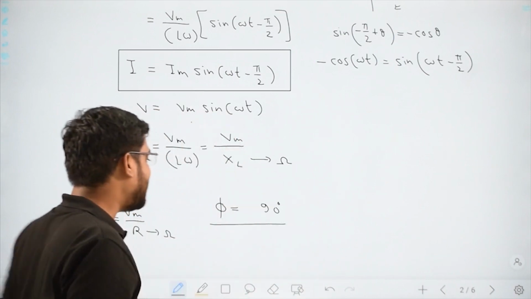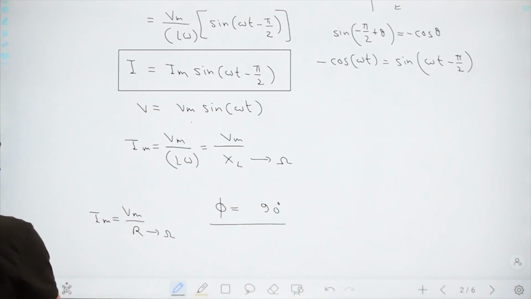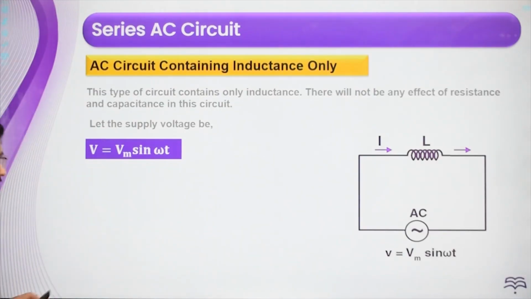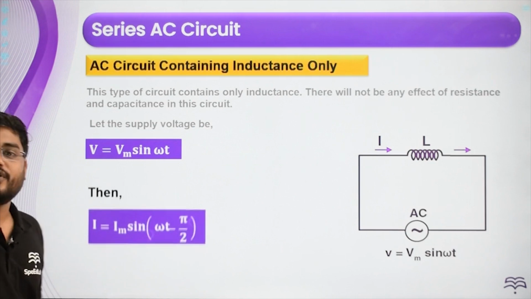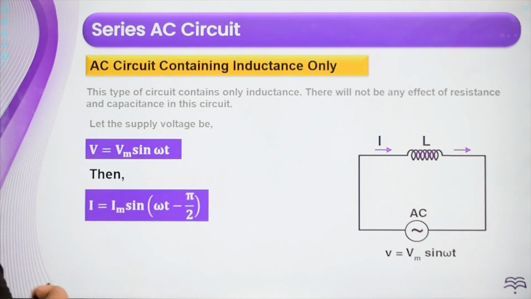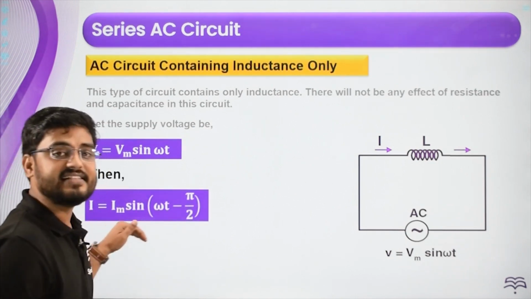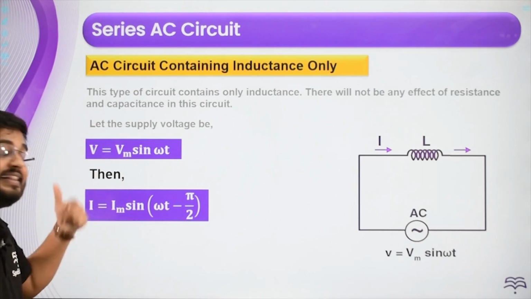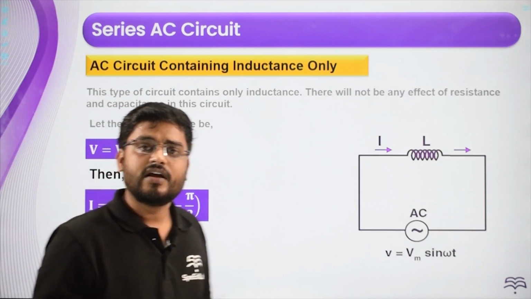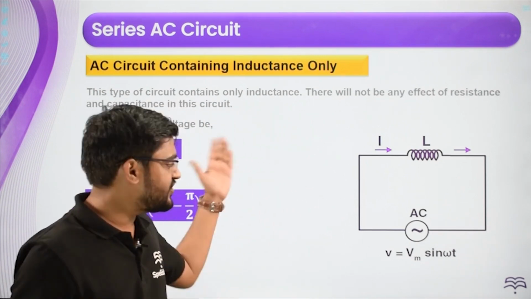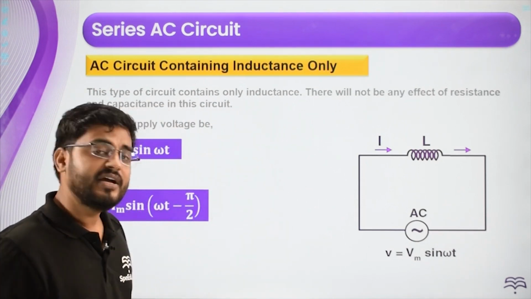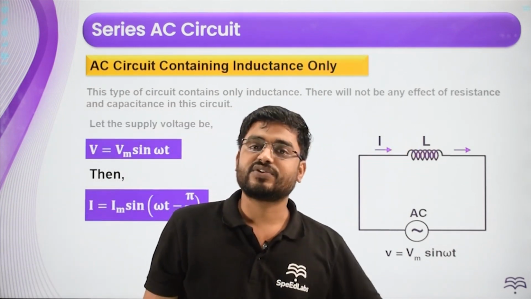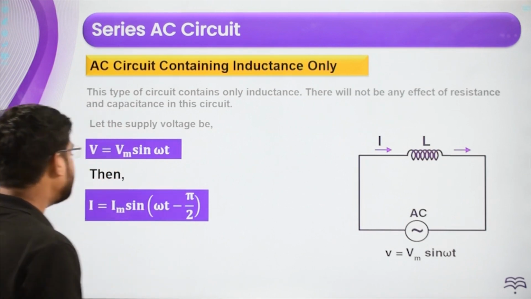So let us just recollect all these things. I'll be saying that this was an expression for V, and for current we got this expression, and as all of us can see, current is lagging, or alternatively voltage is leading. You just remember one thing: we know that current is always on the x-axis in the phasor diagram. So we will say voltage leads. When an inductor is there, voltage leads by an amount of 90 degrees.